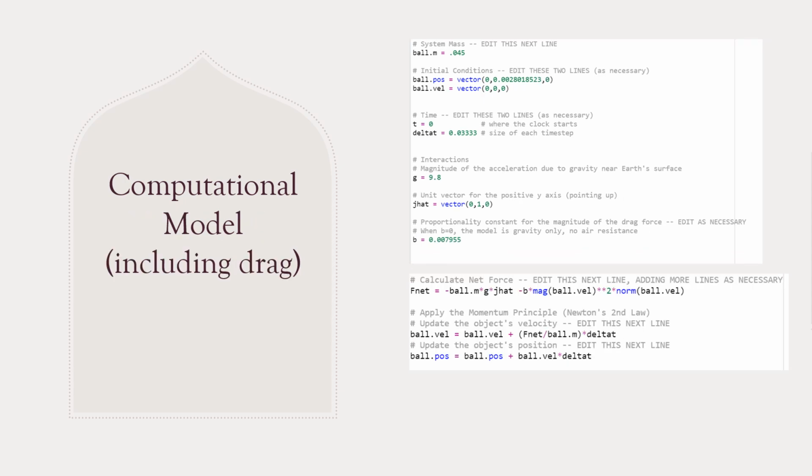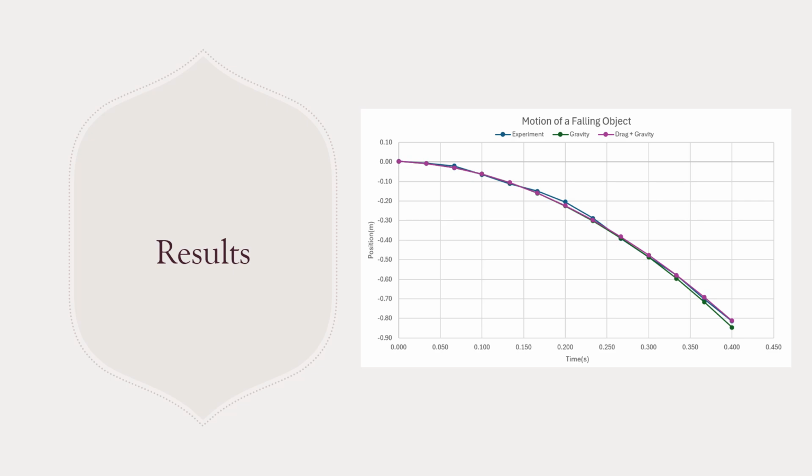Then here is my computational model for drag. The only things I changed was I added the proportionality constant, and then I changed the formula for F net. And here I just kept the same gravity force, and then I subtracted the drag force from it to calculate F net. And here are my results.